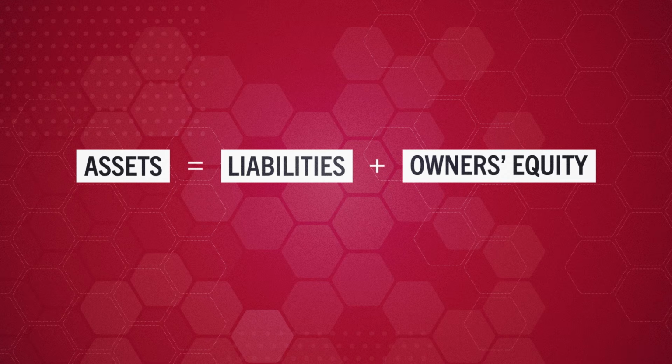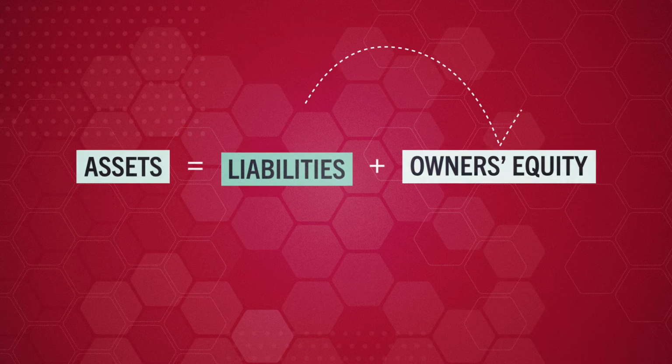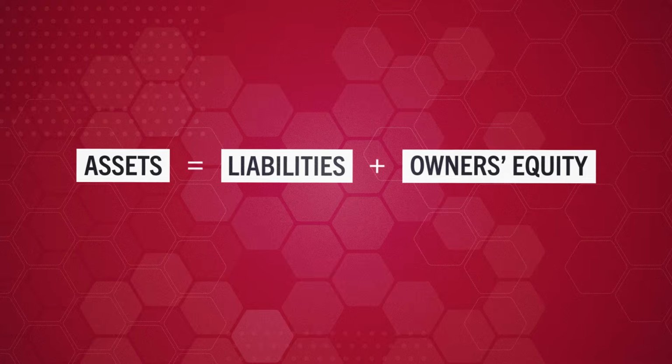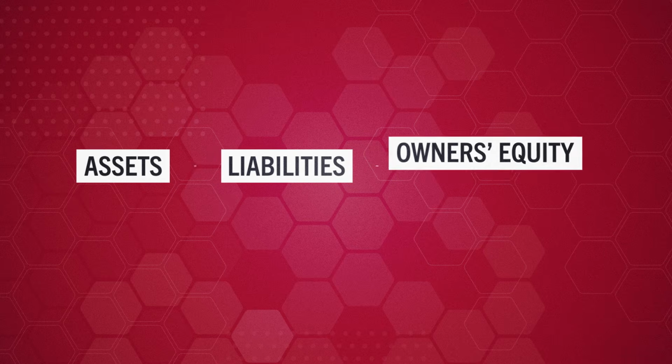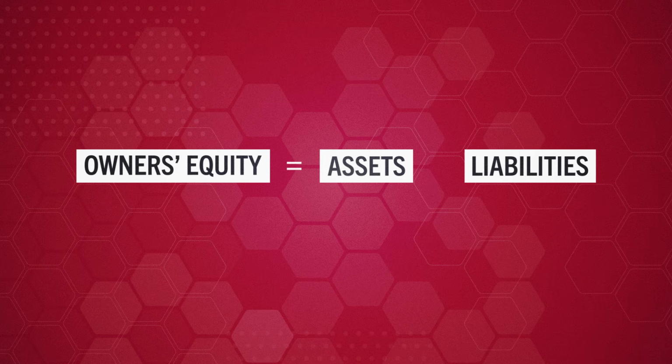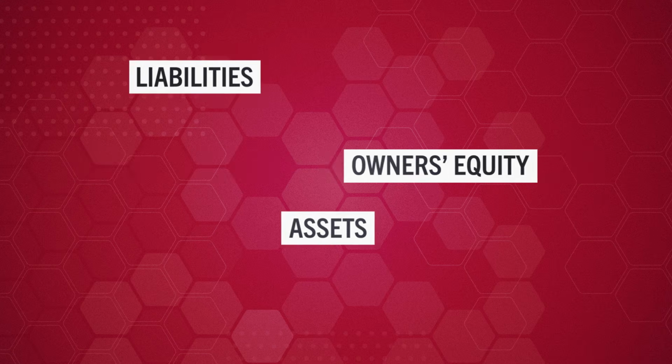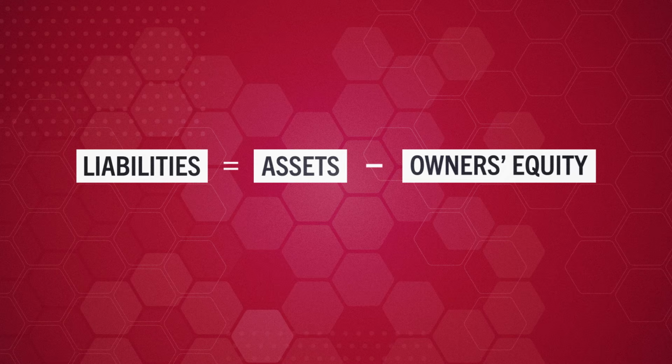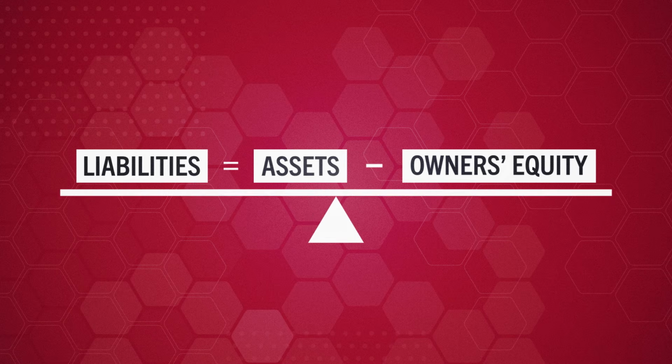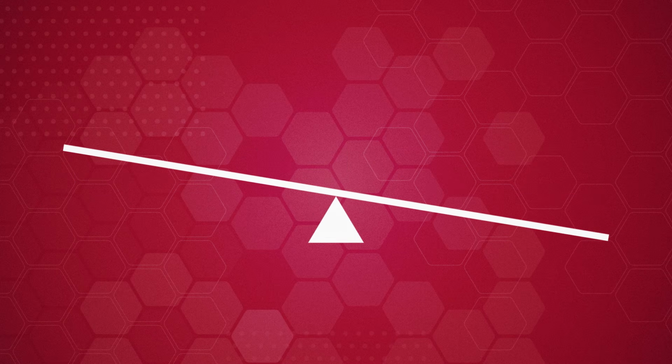While this is the most common formula, you may encounter variations of it. No matter how the balance sheet is organized, it should always balance. Assets should always equal liabilities plus owner's equity. Owner's equity should always equal assets minus liabilities. Liabilities should always equal assets minus owner's equity. If it doesn't balance, it was likely prepared incorrectly.